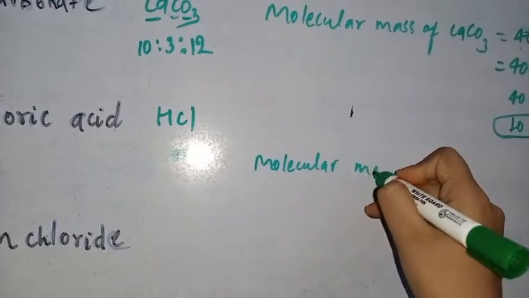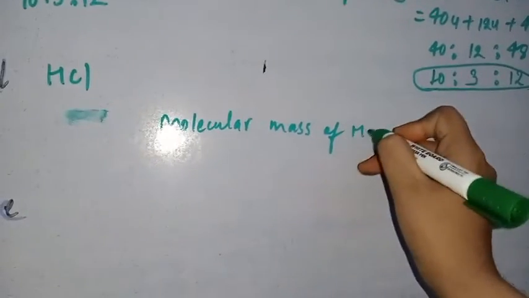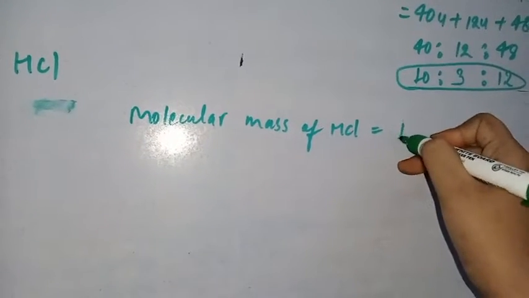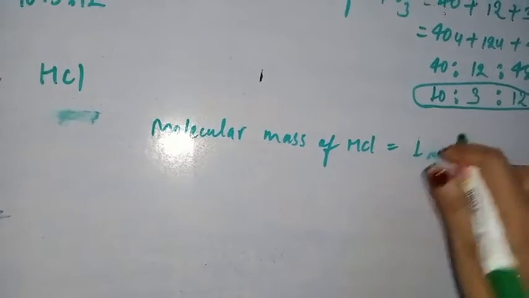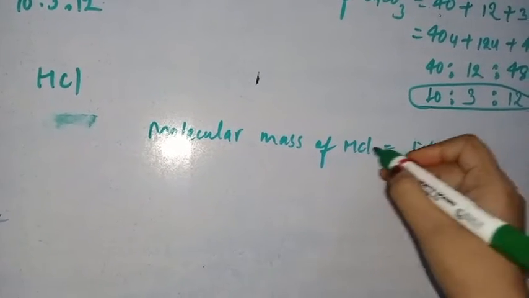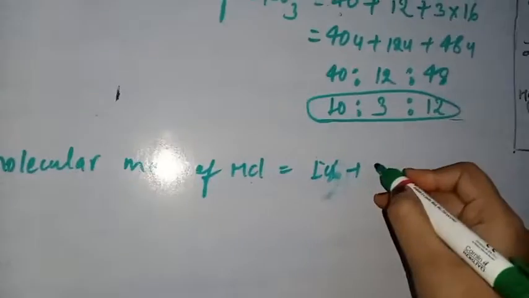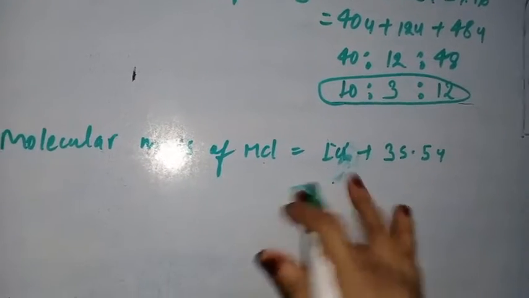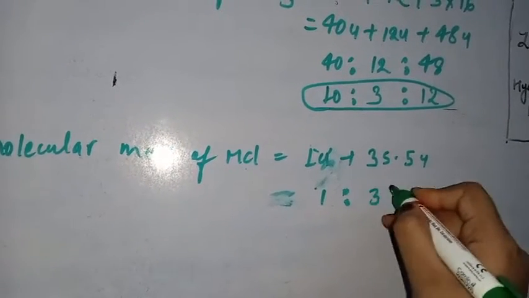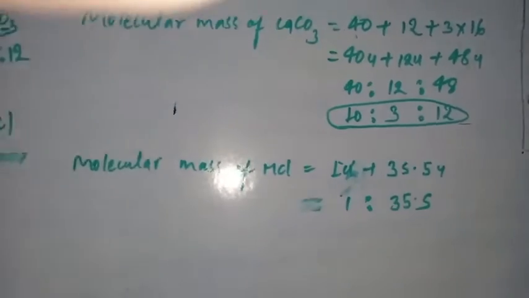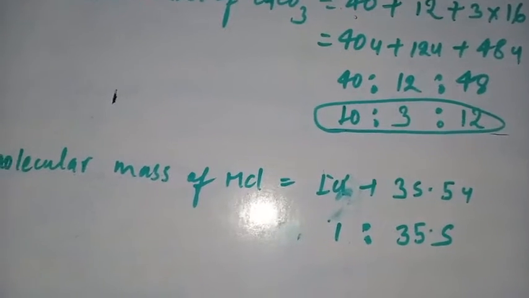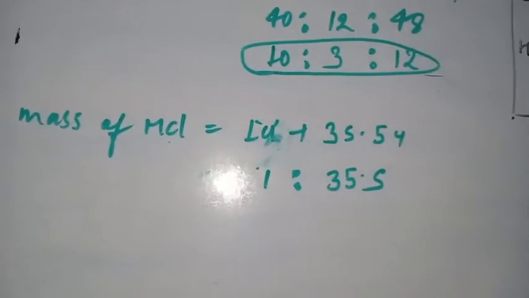So, we will write here the molecular mass of HCl is equal to atomic mass of hydrogen, which is 1 U, plus atomic mass of chlorine, that is 35.5 U. So if we take the ratio, it will be 1 is to 35.5. It is the simplest ratio we have got for the combining atoms, that is hydrogen and chlorine in hydrochloric acid.